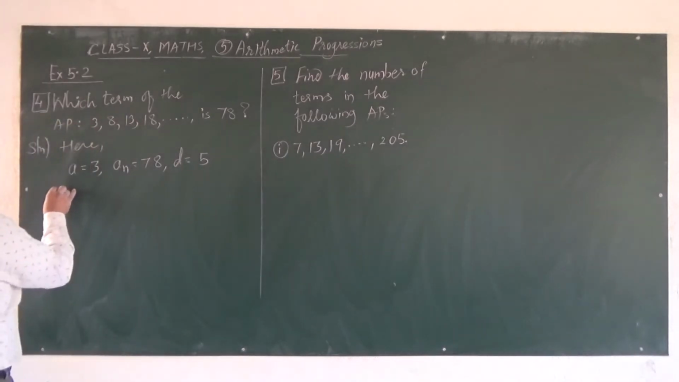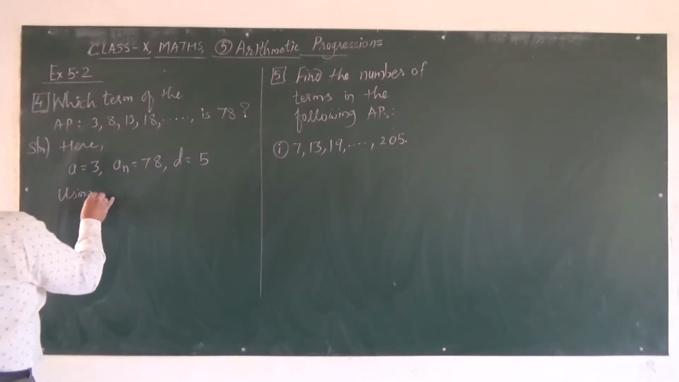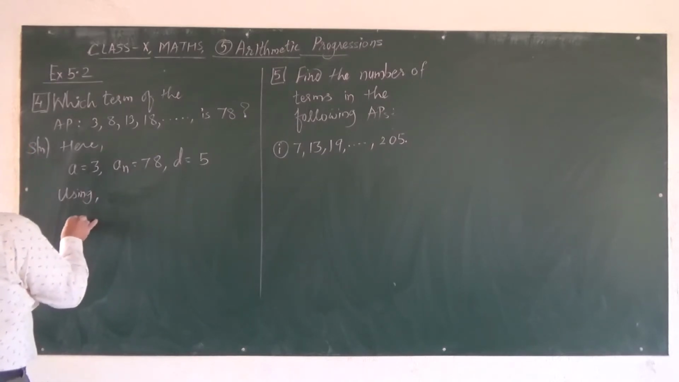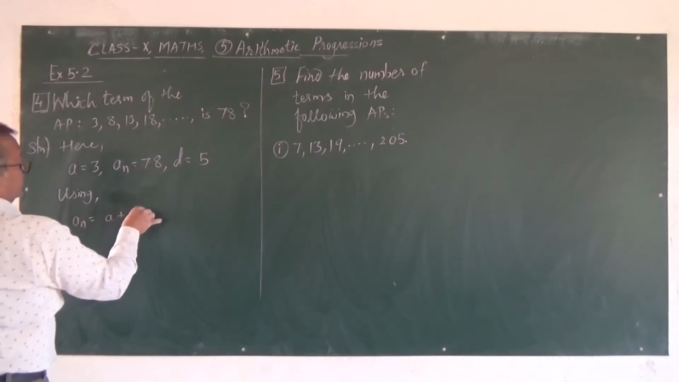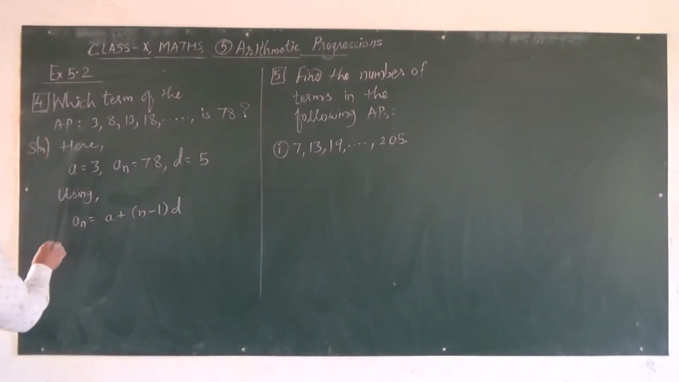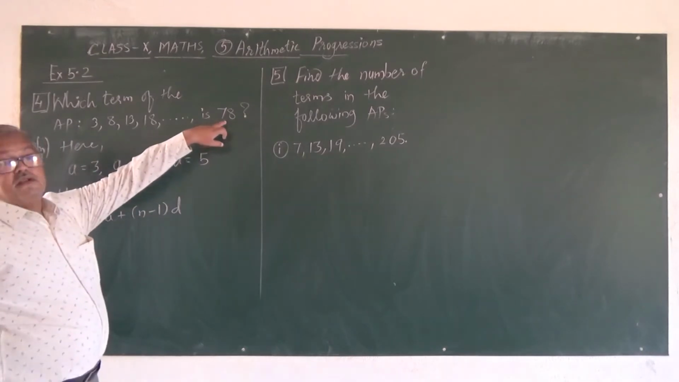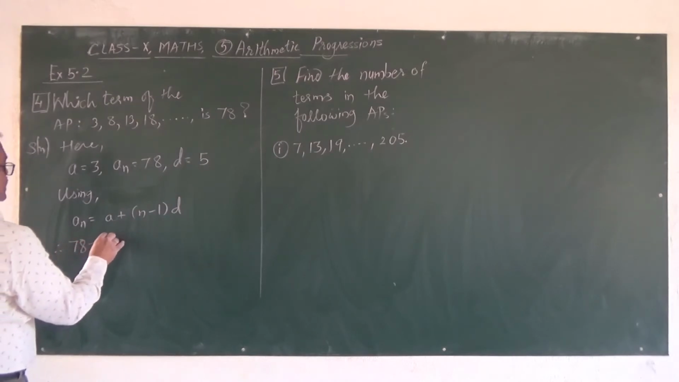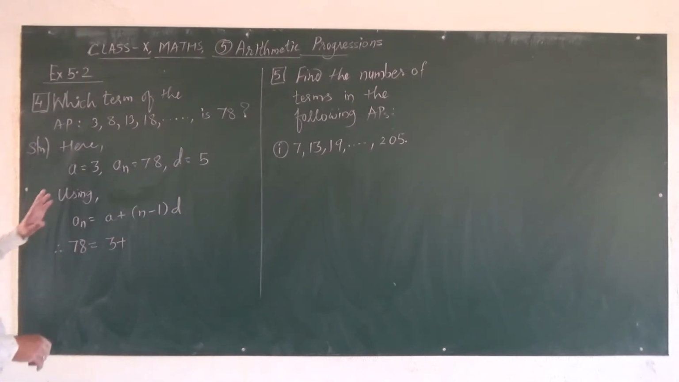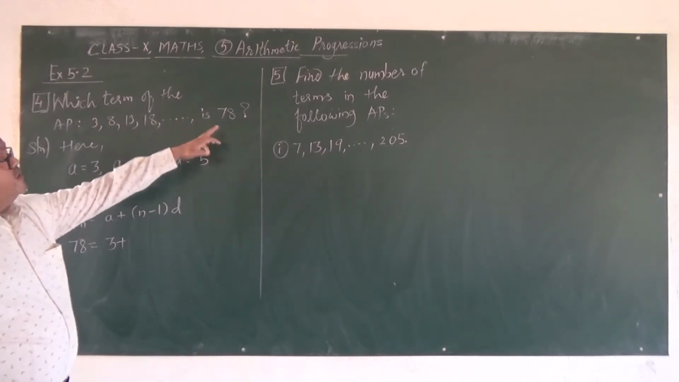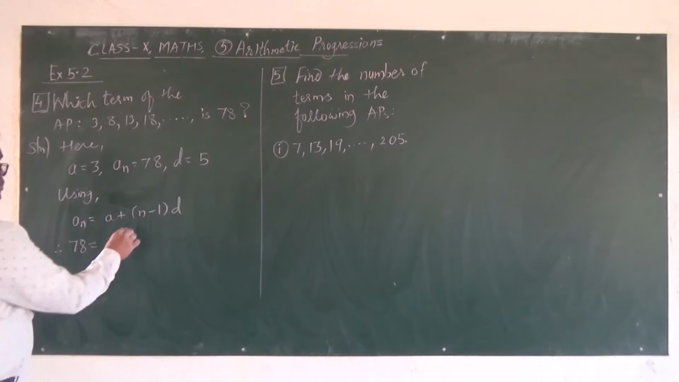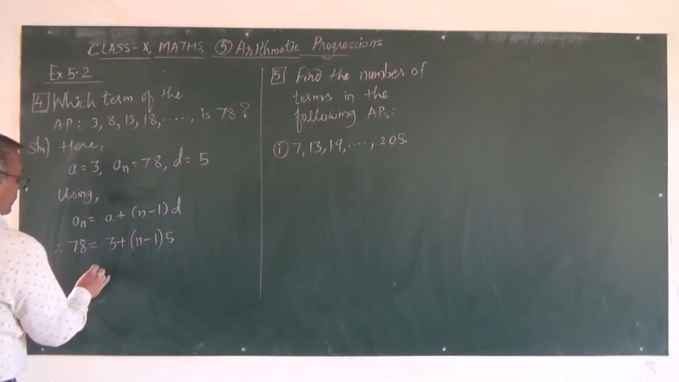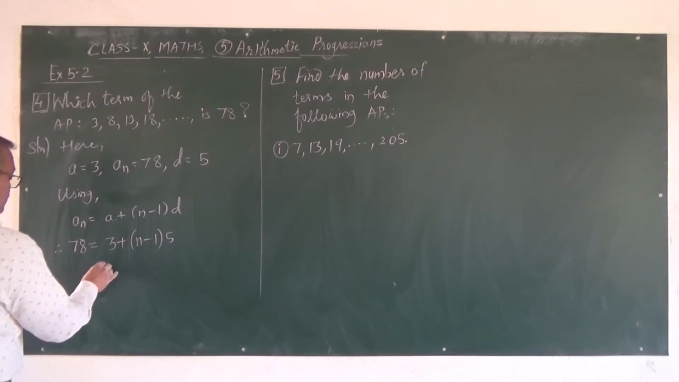Now, using an is equal to a plus n minus 1 into d. So what we have considered? 78 is our last term. So an is 78, a is 3. Okay, we want to find which term is 78. So we want to calculate n here. So n minus 1 and d is 5. Okay, so you can calculate.